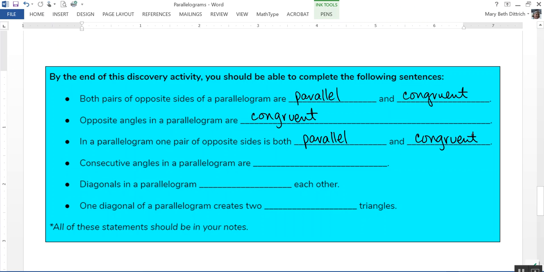Consecutive angles in a parallelogram are supplementary. The diagonals in a parallelogram bisect each other. And one diagonal of a parallelogram creates two congruent triangles. Make sure that these are in your notes. So in this video, we took a look at what a parallelogram is and all of the different properties of parallelograms.